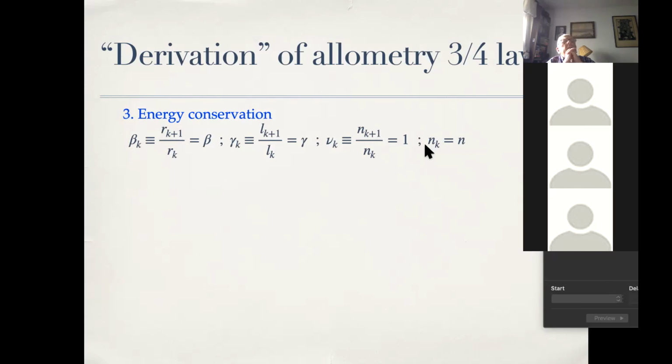And I hesitated a long time whether I should prove it or not in detail, but that's a lengthy calculation, and you have to trust me to some extent at least. And out of that conclusion, we see that we have three numbers, beta, gamma, and nu. Since n k plus 1 divided by n k is equal to 1, then n k is equal to some number n.